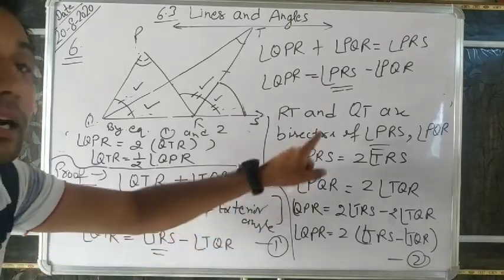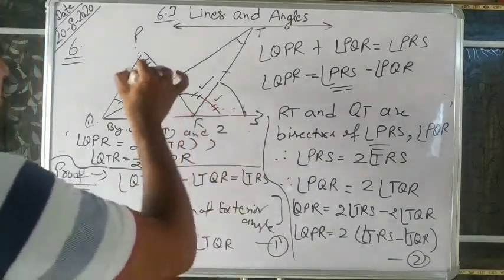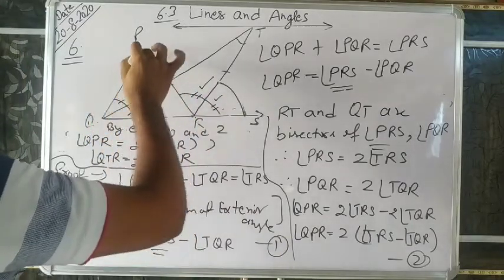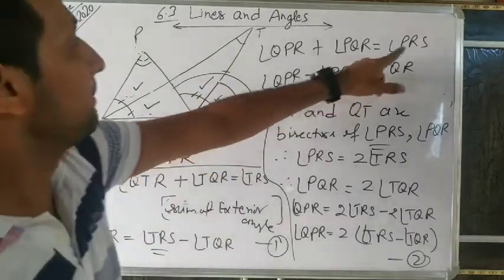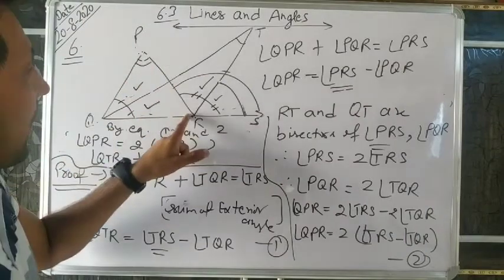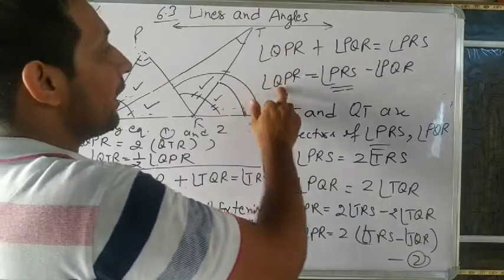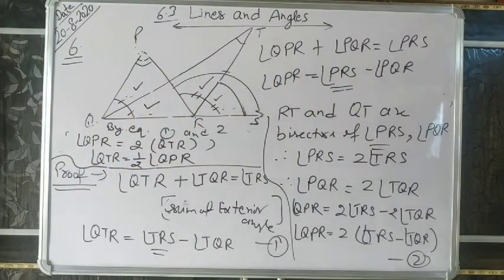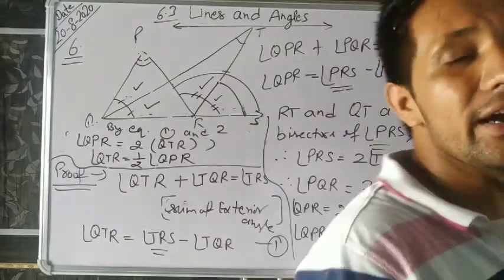It goes to the other side with a minus. We need QPR. In triangle QPR, PRS is the exterior angle, and PRS equals the sum of two interior opposite angles. We want to find QPR, so it goes to the other side with a minus. Now we will use what is given in the question: these are bisectors. Without using this, we cannot solve this question.